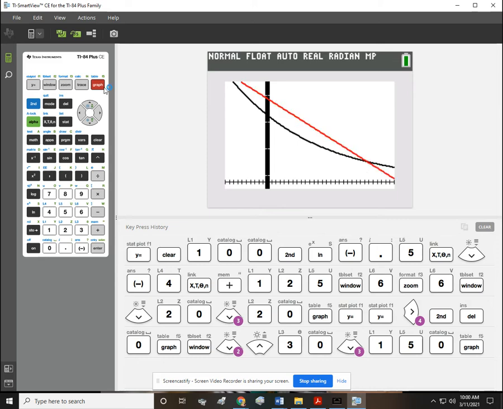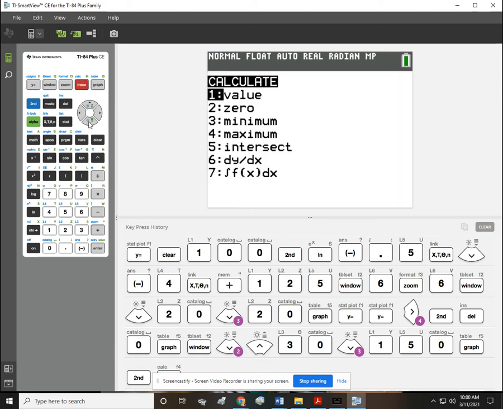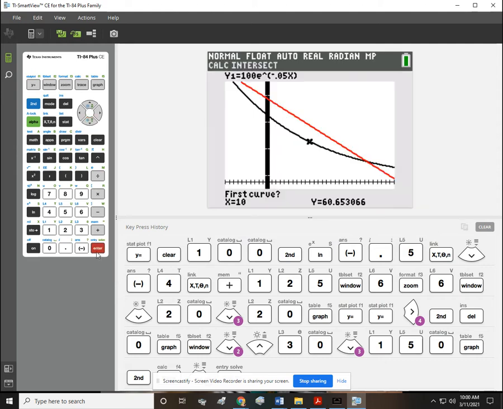Okay, there we go. So to find where they intersect, we're going to do second calc and then pick number 5. And then we can just hit enter 3 times. There it is. So at about 23.548 seconds, they're going to intersect.